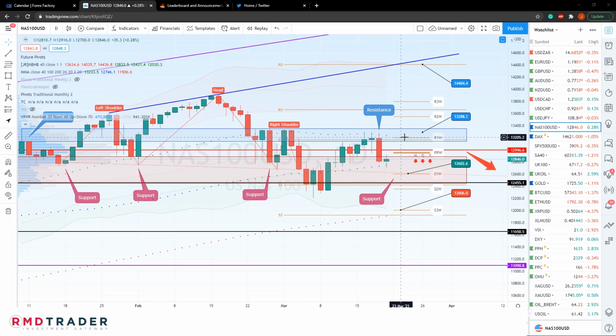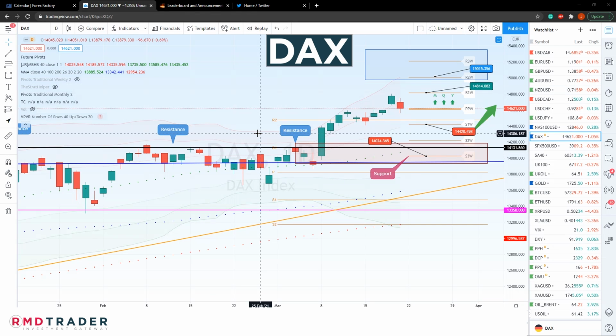Just looking at overhead resistance, we have a swing point near our daily 50 SMA. That is about 13,280. A break back above that could see price extend higher towards overhead diagonal resistance near the monthly R2 at 14,004.